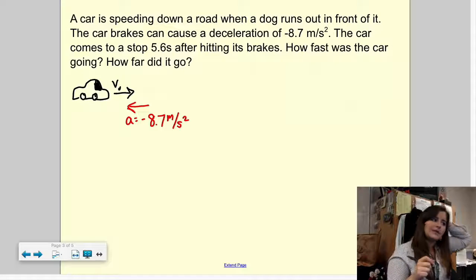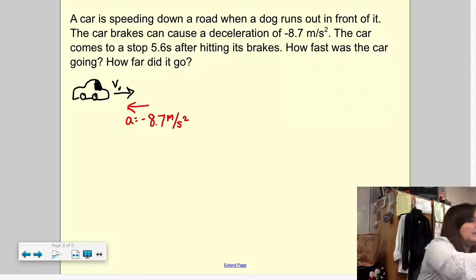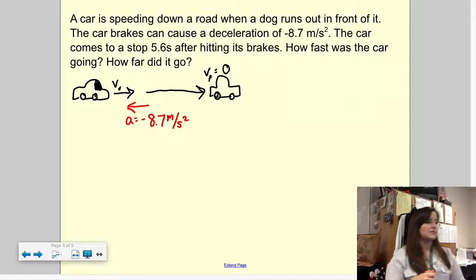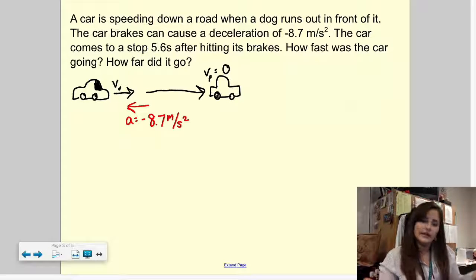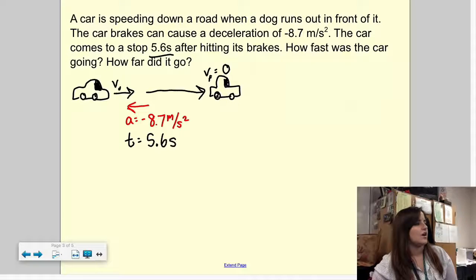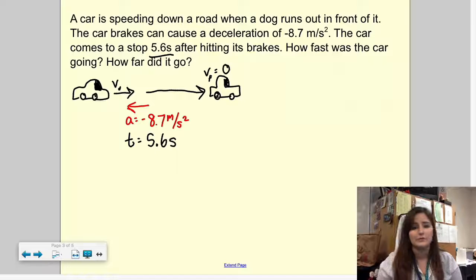If the car comes to a stop 5.6 seconds after hitting its brakes, so first it's going and then it's going to be stopping. So its final velocity is going to be 0. That's what speed it ends up at because it's stopping. And that happens in 5.6 seconds, so time is 5.6 seconds. How fast was the car going and how far did it go before it came to a stop?